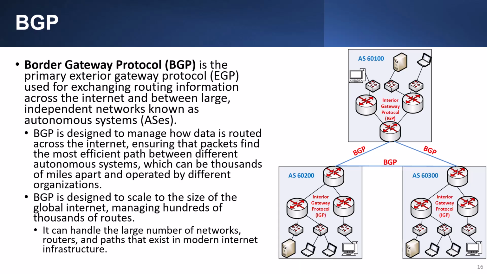Border Gateway Protocol, or BGP, is the primary external gateway protocol used for exchanging routing information across the internet and between large independent networks known as autonomous systems. BGP is designed to manage how data is routed across the internet, ensuring that packets find the most efficient path between different autonomous systems, which can be thousands of miles apart and operated by different organizations. BGP is designed to scale to the size of the global internet, managing hundreds of thousands of routes. It can handle a large number of networks, routers, and paths that exist in modern internet infrastructure.